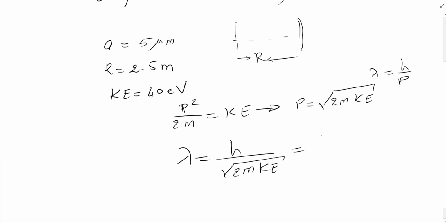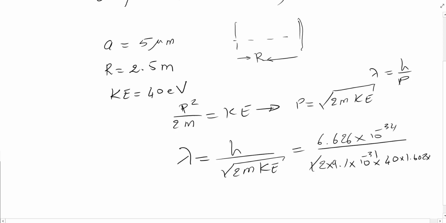If I plug in all the numbers, this is 6.626 times 10 to the negative 34 divided by the square root of 2 times the mass of the electron, which is 9.1 times 10 to the negative 31 kilograms, times the kinetic energy. The kinetic energy is given as 40 electron volts, and each electron volt is 1.602 times 10 to the negative 19. The whole thing is under the square root.